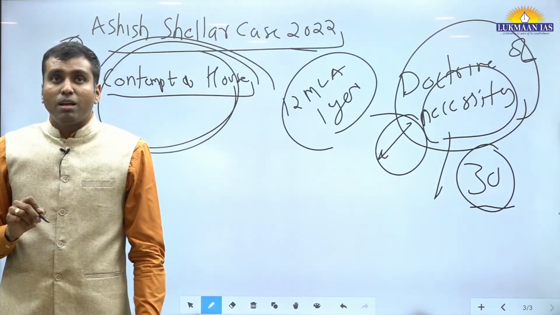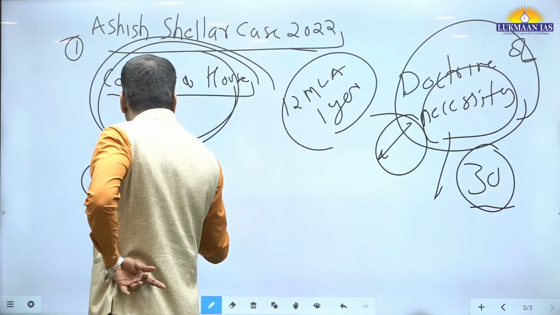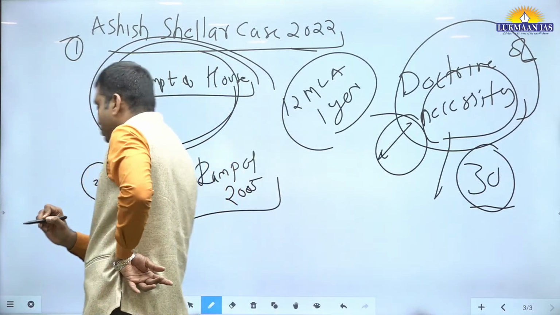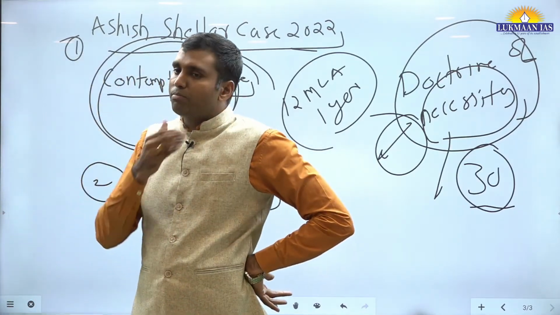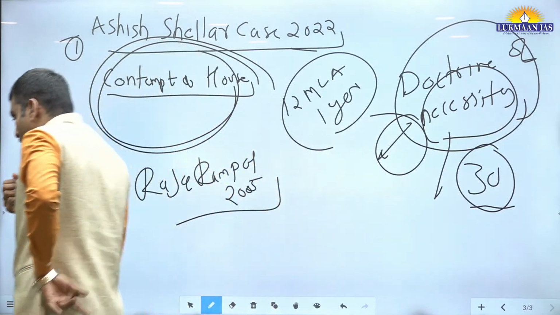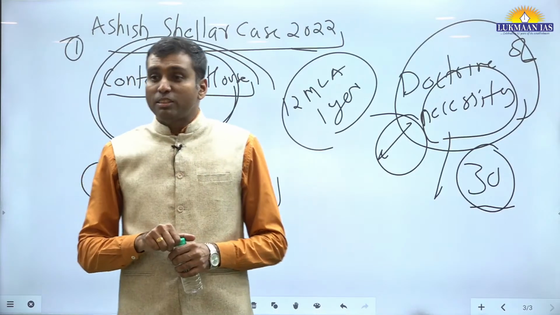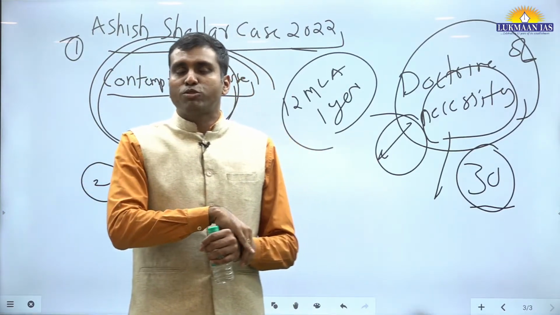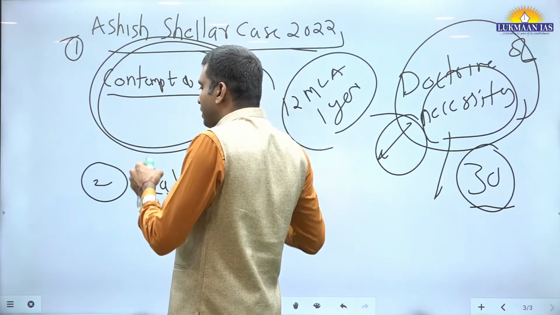Number 2, the Raja Rampal case 2005. This was the case when some MPs were caught in 2005, caught by investigative journalism, Cobra Post. MPs were taking cash for asking questions in the parliament. This is known as the cash for question scam, cash for query scam, query and question, same thing. The privilege committee expelled them after conducting an inquiry, etc.